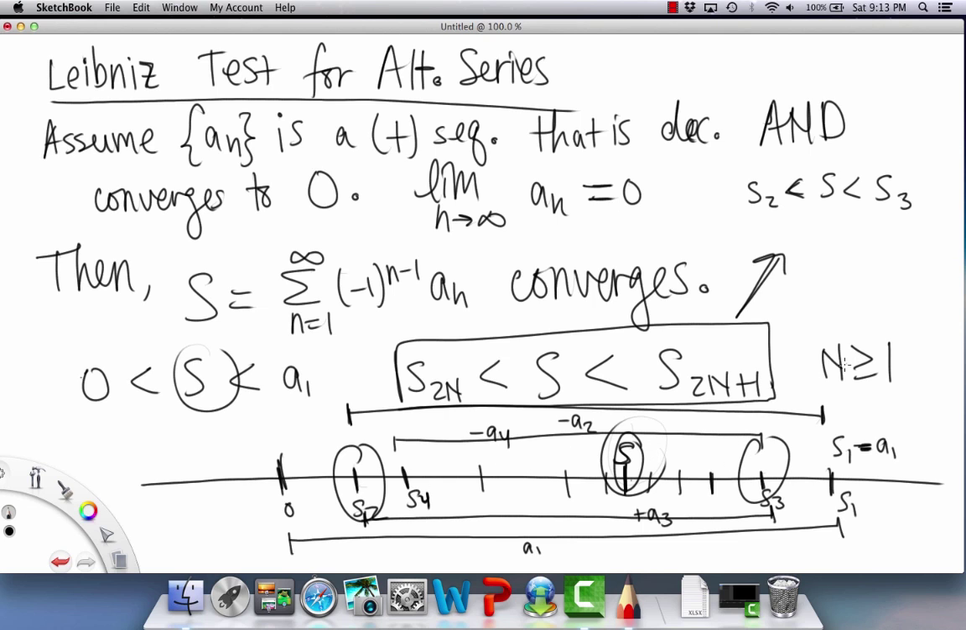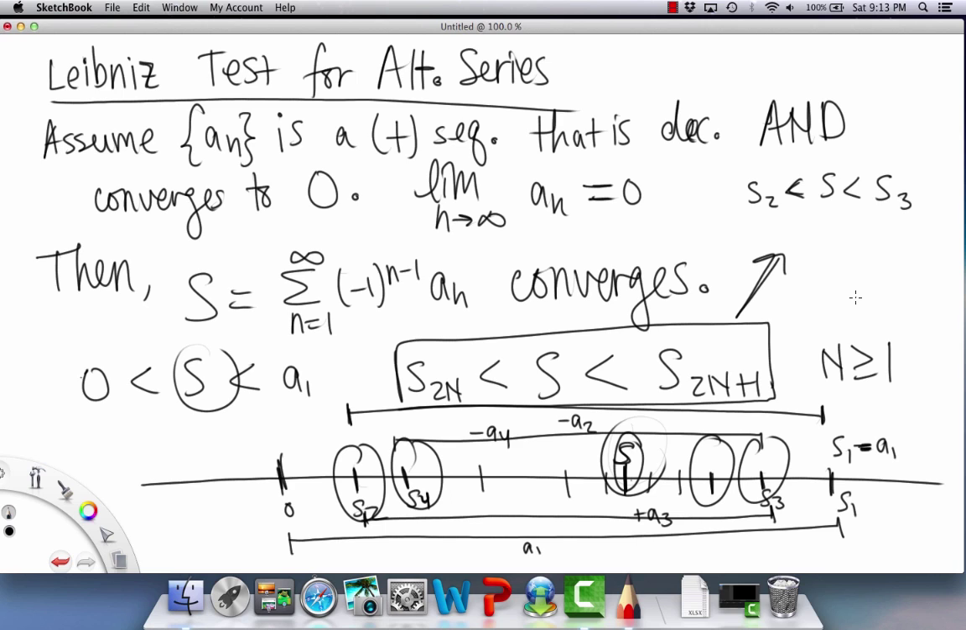And if you plug in 2 for n, then it's in between S sub 4 and S sub 5, which it would be. It's basically saying that its neighboring partial sums, it's always in between them. So anyways, that's it for the Leibniz test for alternating series.